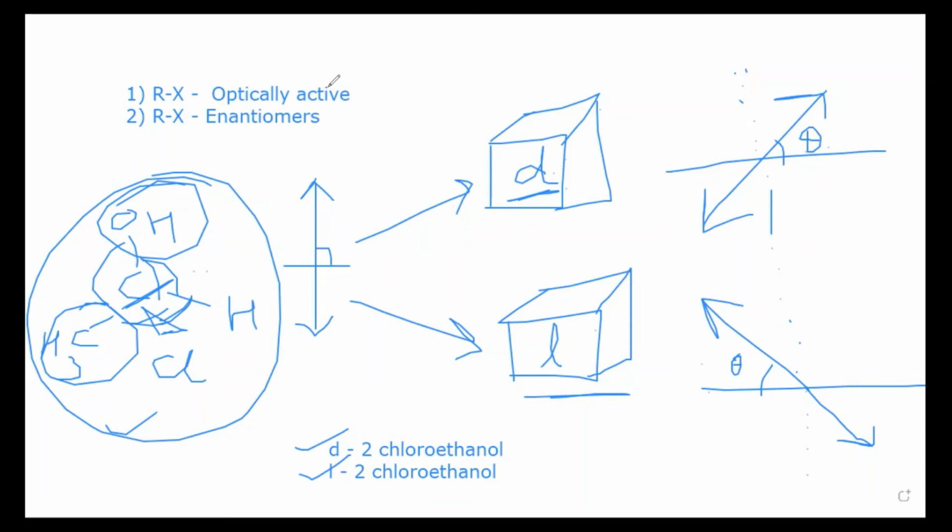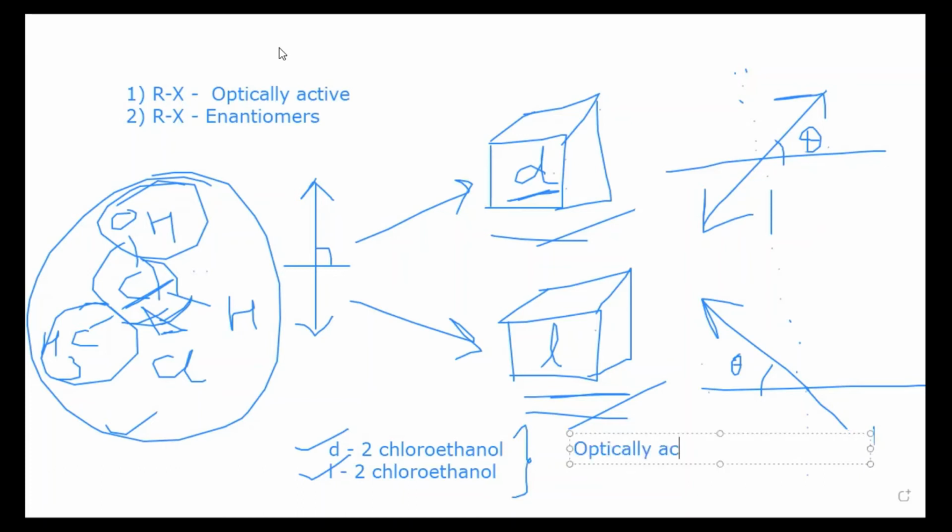If there are compounds which have the same molecular formula, but they differ with respect to each other in terms of the rotation of the plane of the polarized light, then these compounds are known as optically active isomers. So D-2-chloroethanol and L-2-chloroethanol can be given the name of being optically active isomers.